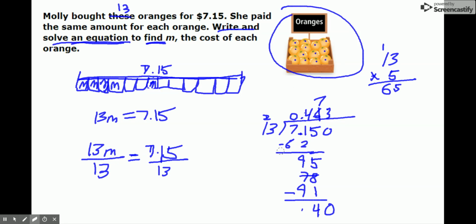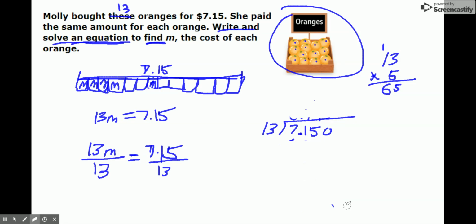Had I been doing this in front of you in class, you would have realized I messed this whole thing up. So 13 times 5 did work. My guess of 5 was right. So I thought this was a quicker problem. 5 times 13 is 65, which when you subtract leaves you with 6, and you bring down the 5, and then you just put another 5 here. 5 times 13 again is 65, and you subtract and have 0. So it ends up being 55 cents.